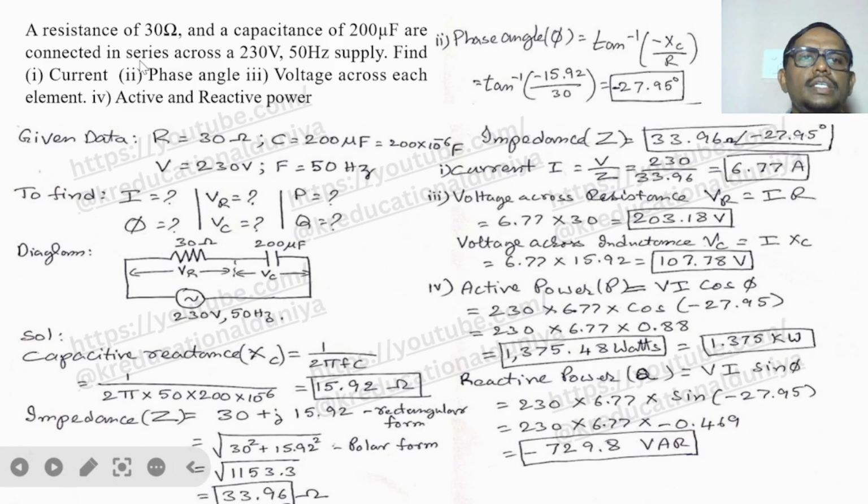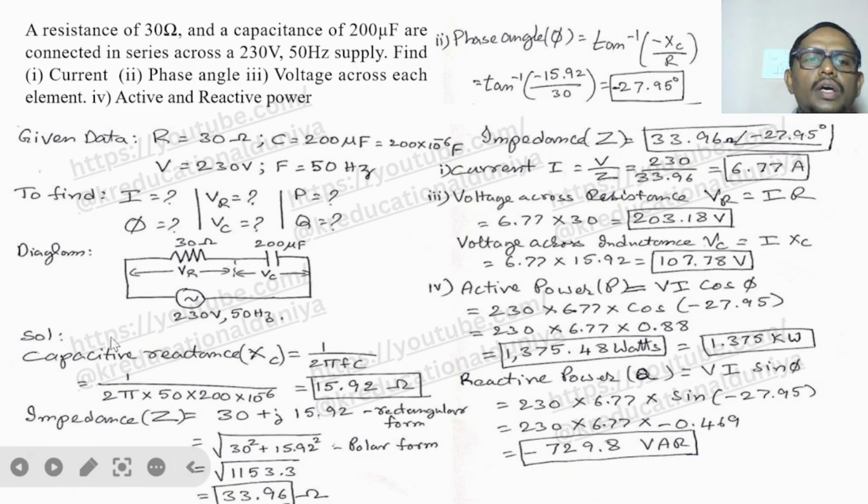And from the circuit, as it is a series circuit, I have drawn the diagram. So 30 ohms is in series with the 200 microfarad, connected in series with the alternating voltage. Here is the diagram, and the voltage across resistance is VR, the voltage across capacitance is VC. The resistance units are ohms and the capacitance units are microfarad, so you need to convert into ohms form.